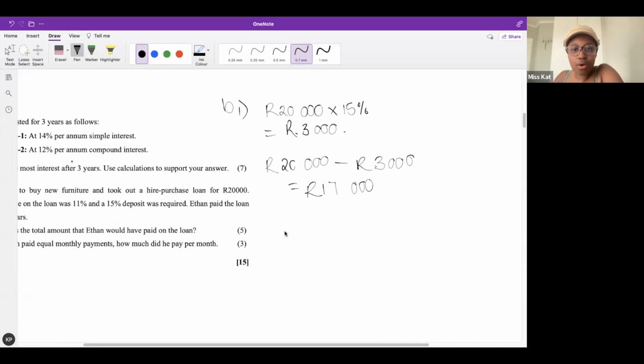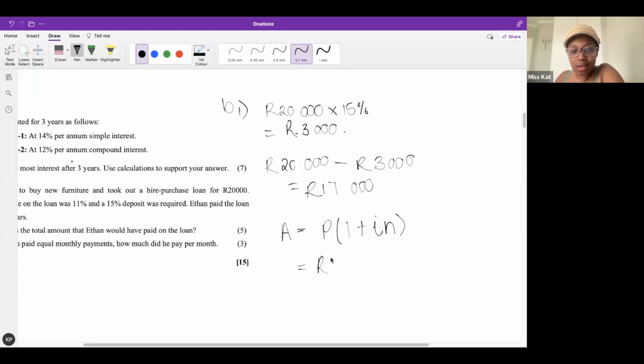There we go. A, which is the accumulated amount, equals principal amount, open bracket, 1 plus interest rate times the number of years. All right, now let's substitute. My principal amount is what? Okay, my principal is 17,000 Rand.